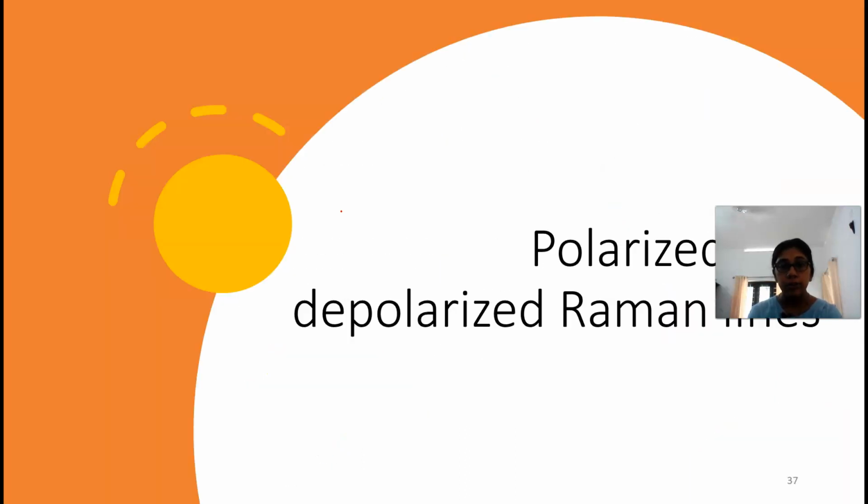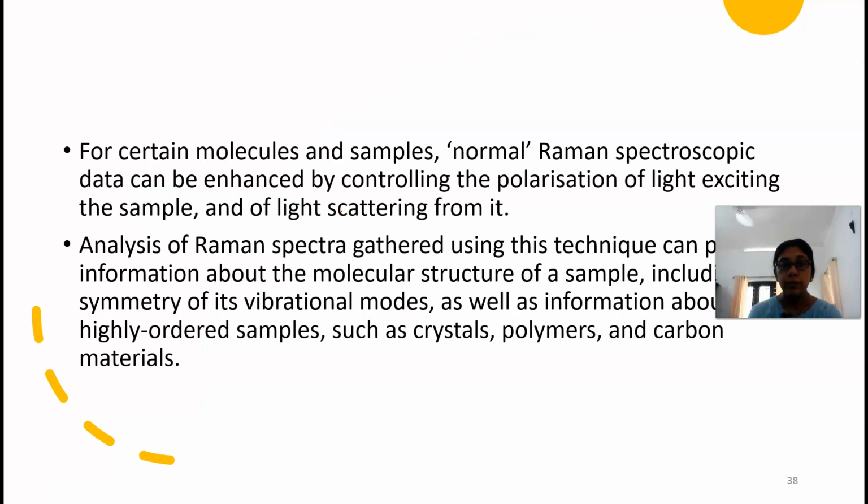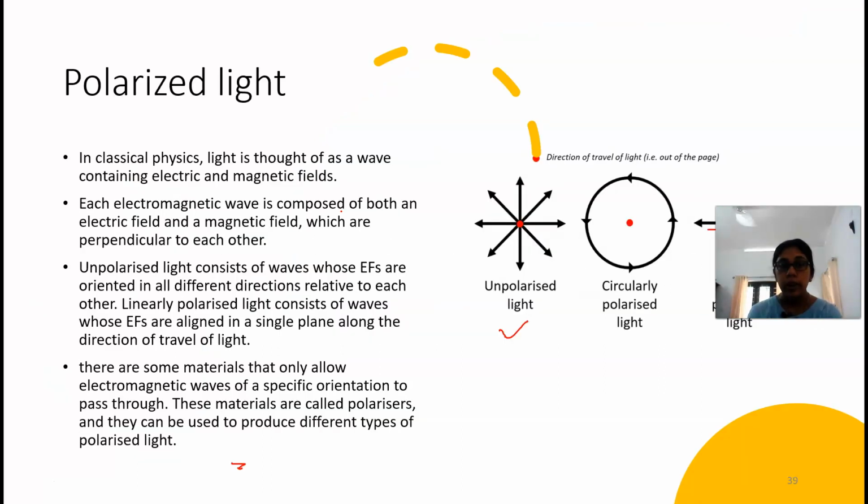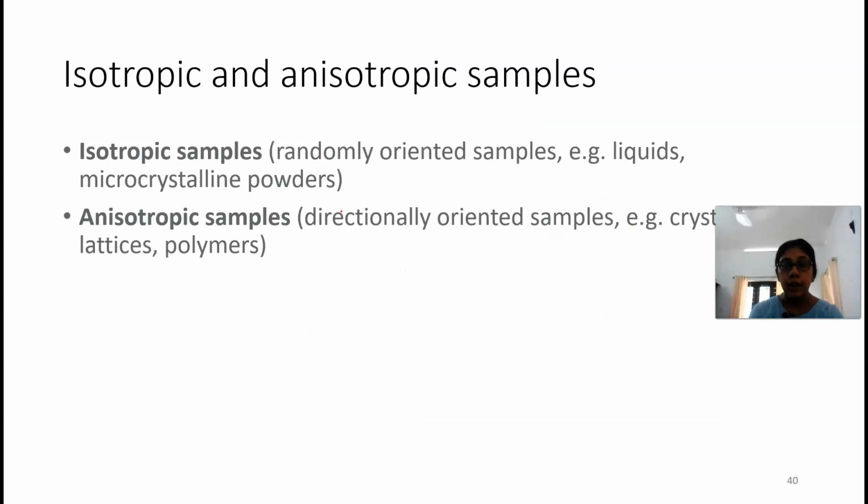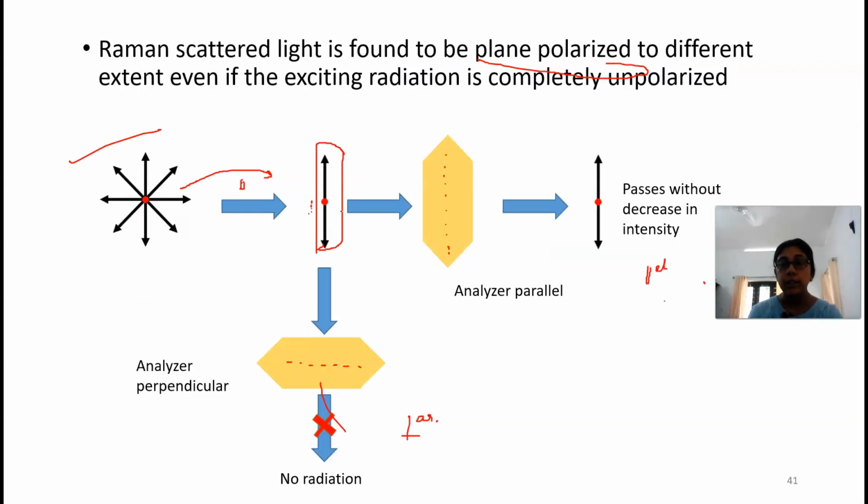So we have talked about what is polarization and what is polarized light, isotropic and anisotropic samples, and how you can analyze a plane polarized light, and what happens when you pass unpolarized light through a particular sample. It will be undergoing polarization, and it will be polarized to a certain extent, and using an analyzer you can analyze this polarized light, and if the analyzer is kept parallel to the plane of the plane polarized light, you can see the light would be passing through that analyzer.